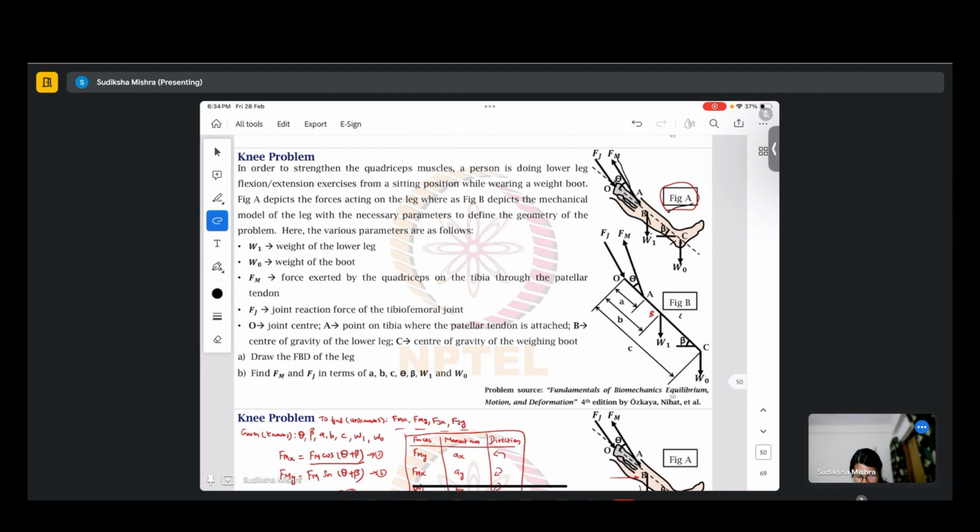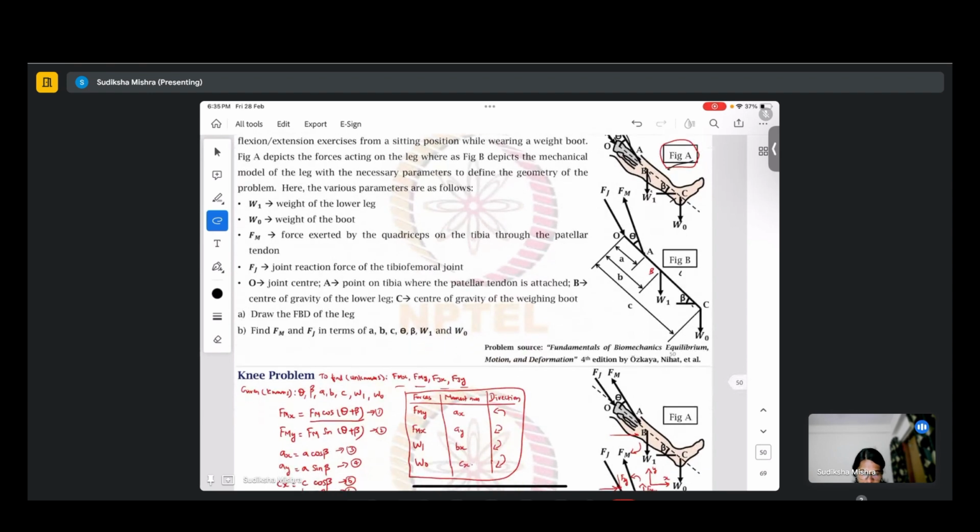O is the joint center, so basically the origin. A is the point on the tibia where the patellar tendon is attached, so the point of action for Fm. B is the center of gravity for the lower leg, the point of action of W1. C is the center of gravity for the weighing boot, the point of action for W0.